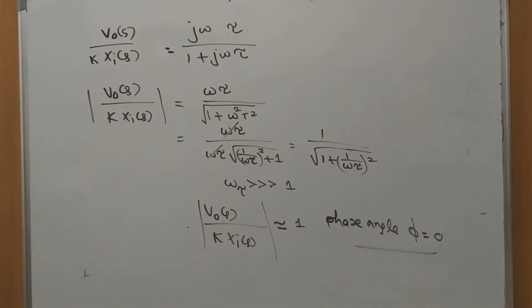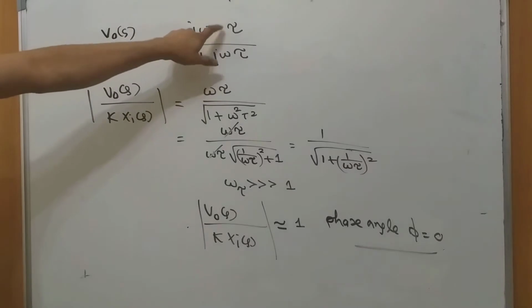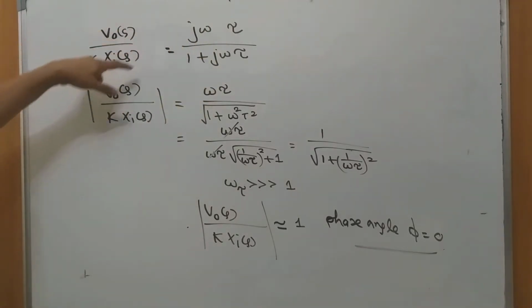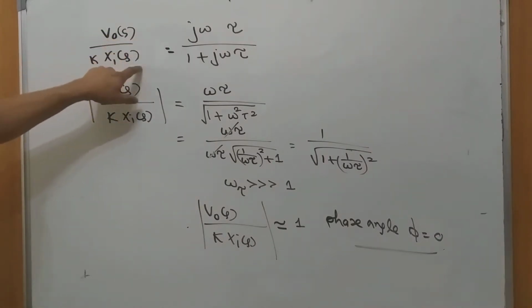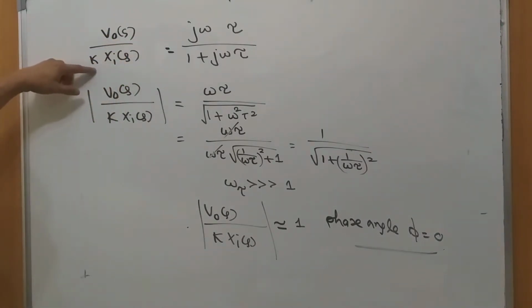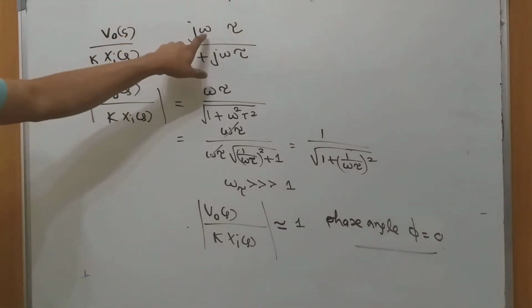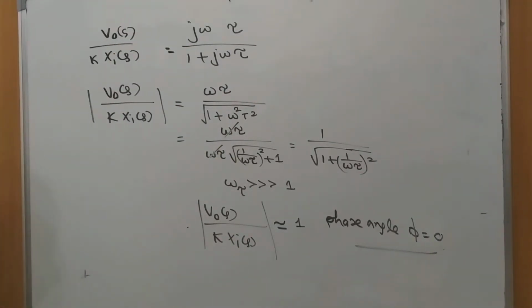Now this is the equation we have already obtained, V out of s divided by k into Xi of s. I think this k was here, so just move this k down here. So this is talking about the transfer function, V out of s divided by Xi of s, and there's an additional term k, which is the constant. Already we have discussed that, it means the sensitivity. So we get the equation j omega tau divided by 1 plus j omega tau. So it's a complex term.